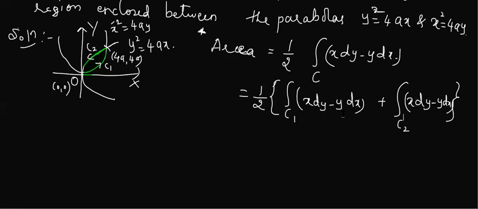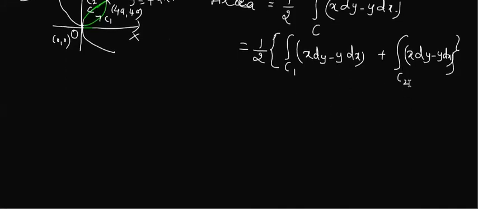How many variables can you find in this integrand function? There are two, correct? x and y. And we have a single integration. So what we are going to do is convert this in terms of a single variable, either x or y. Got it? So for that, we have to see what our C1 is.